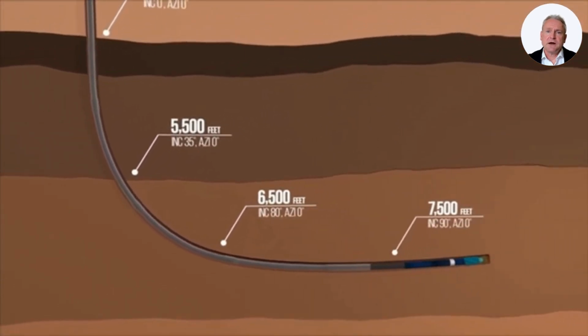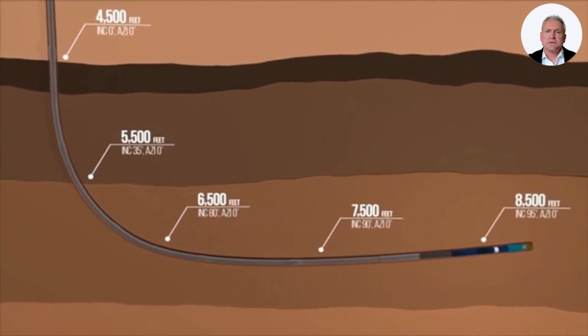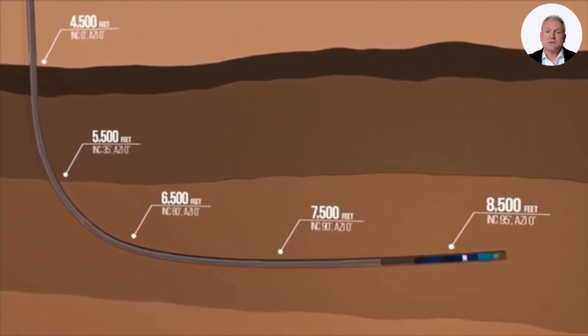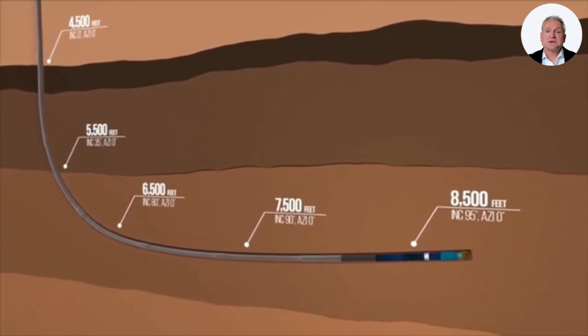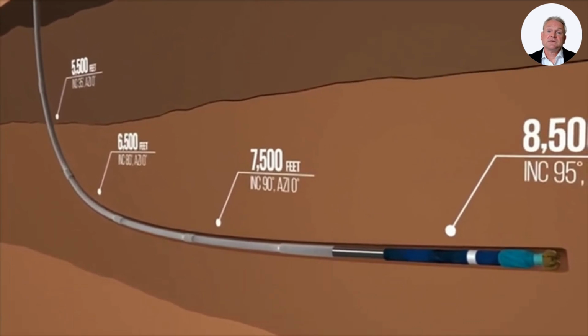The most common type is a magnetic MWD tool, which relies on measurements of the Earth's magnetic and gravitational fields to determine the orientation of the bottom hole assembly. You can think of it much like using a compass to find your bearing.